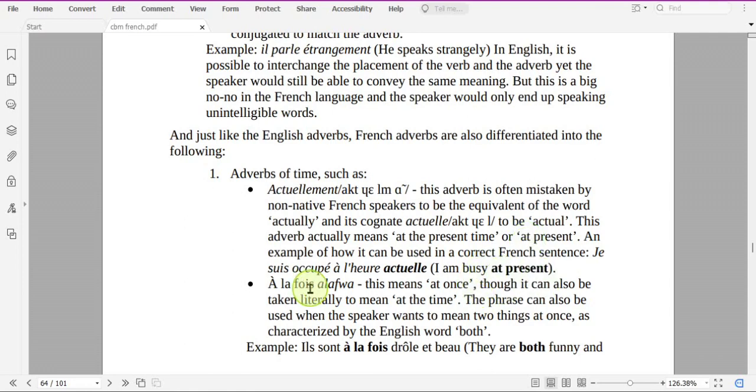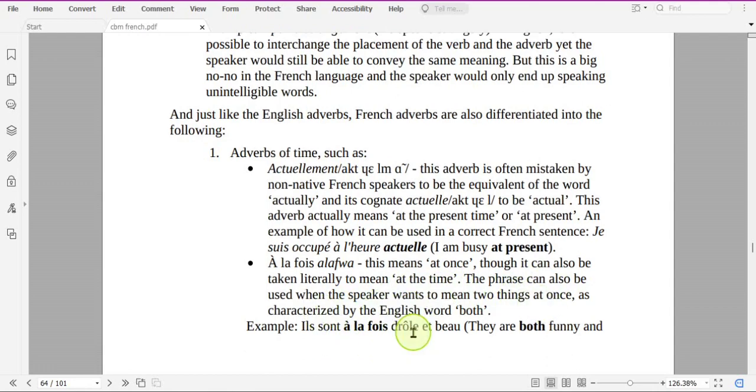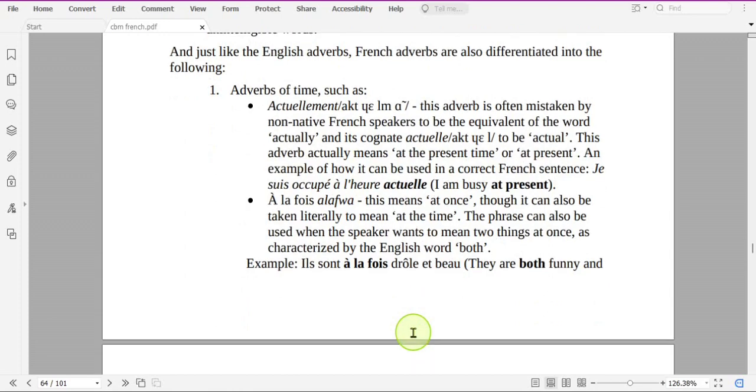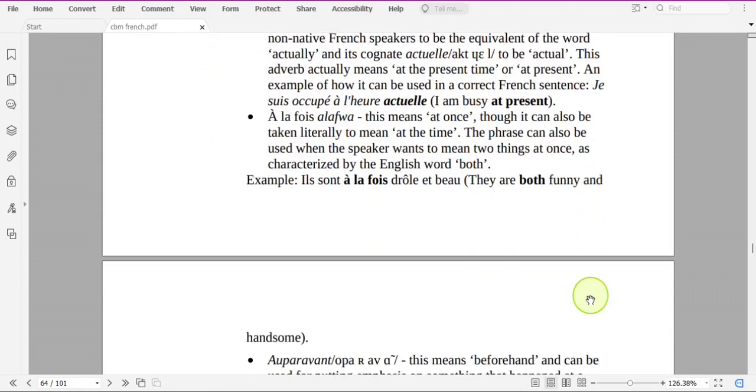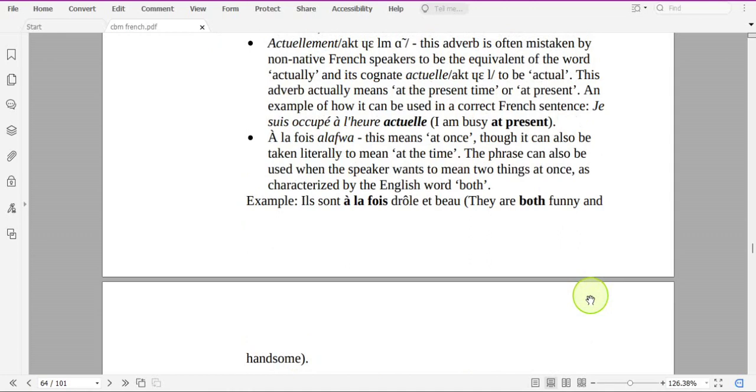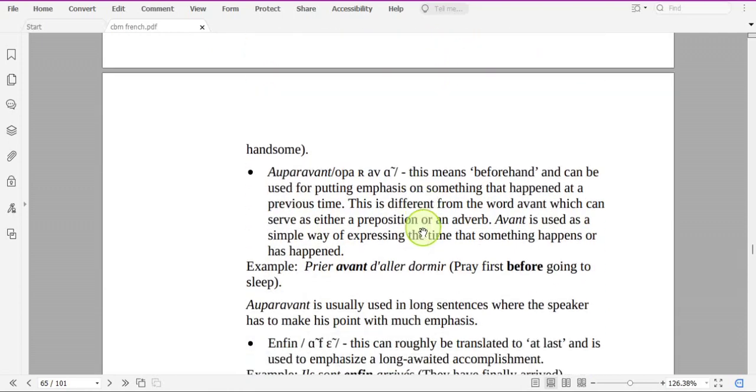At present. À la fois means at once. It can also be taken literally to mean at the time. The phrase can also be used to mean two things at once, as characterized by the English word both. Ils sont à la fois drôles et beaux. They are both funny and handsome, right? Yes. À la fois drôles et beaux. They are both funny and handsome.